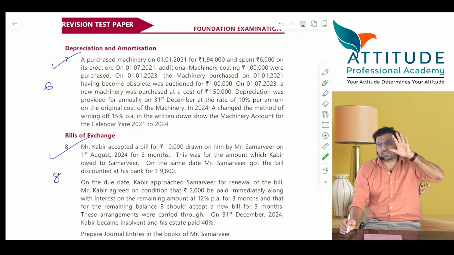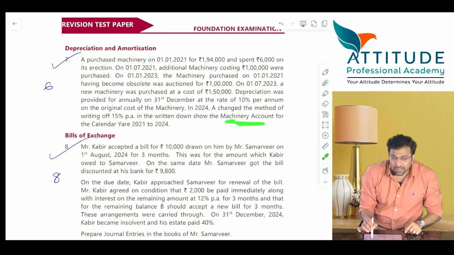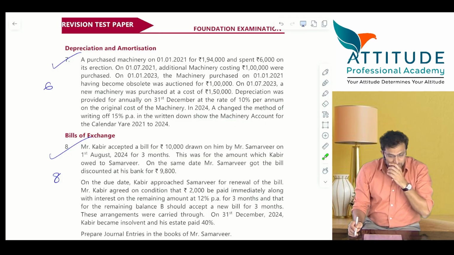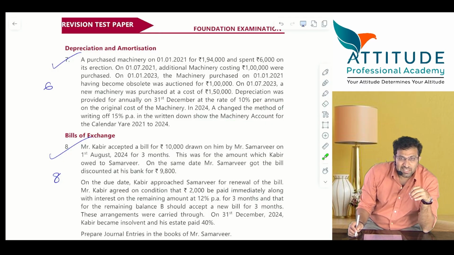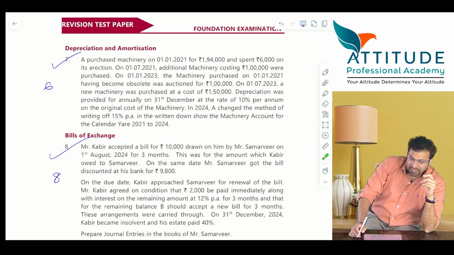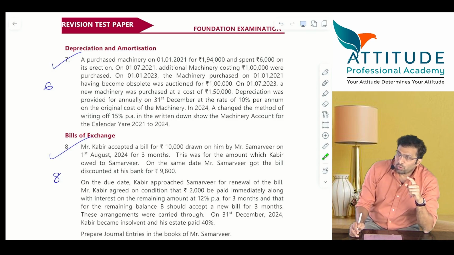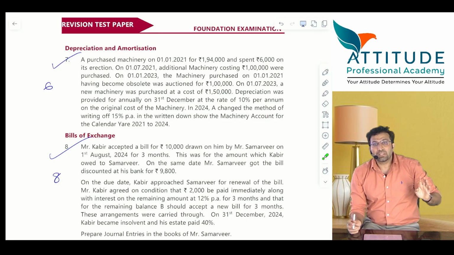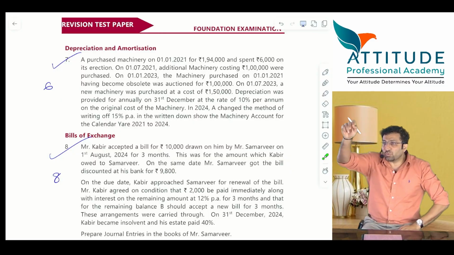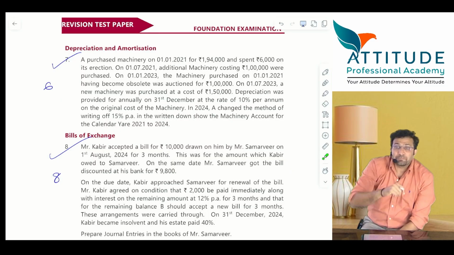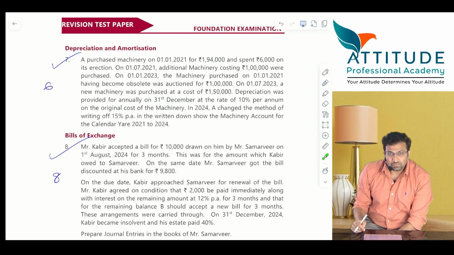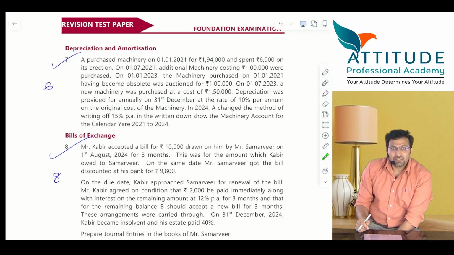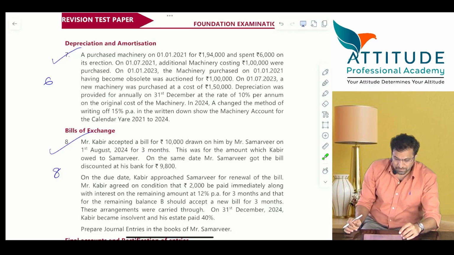So how many years? 4 years. 21, 22, 23, 24. For 4 years, what do you have to show? Machinery account. Okay? Now, generally, when a new machinery is purchased, call it machinery 1, M1, M2, M3, call it like this. This is what I did when I took this chapter machinery. I have done this.